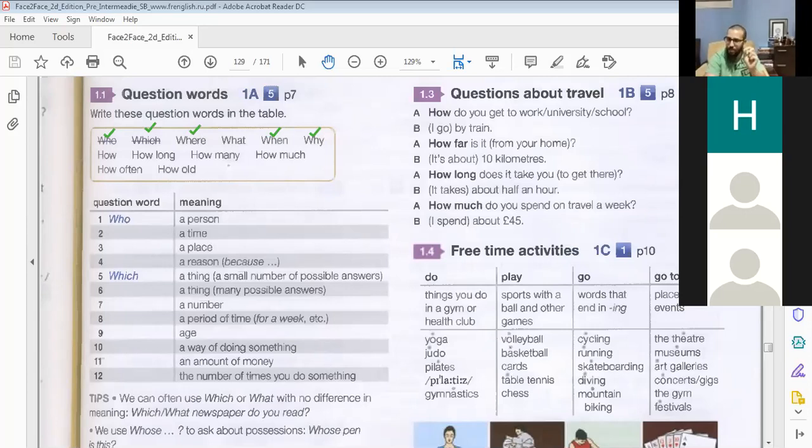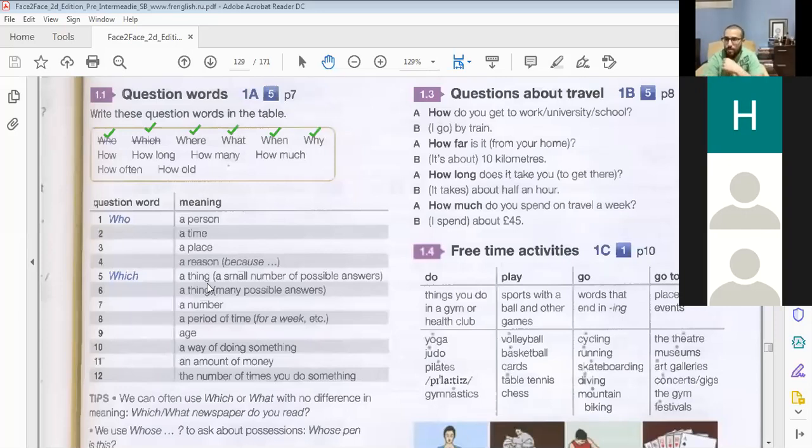So this is actually the only real difference between which and what. With which you have fewer choices, fewer possible answers. Do you get the idea? Which, but what you have more. That's the general idea. So actually for number 6, a thing with many possible answers, what is the right answer? What. Yeah. Okay.